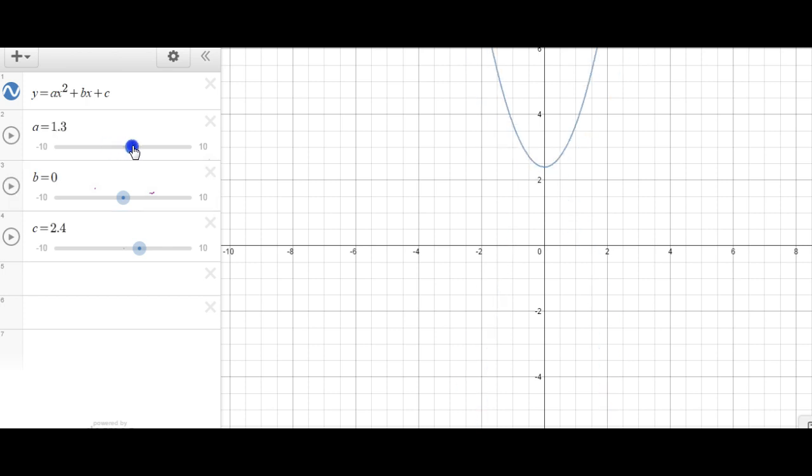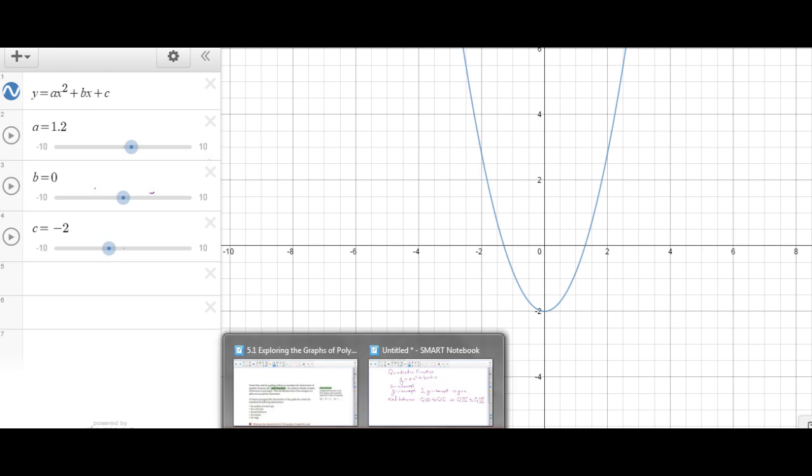And if we flip it, so if it opens up, what does C have to be in order to have no x-intercepts? So it opens up, I want no x-intercepts, C must be greater than 0. If C is equal to 0, we're going to have what? 1 x-intercept. Let's try that out. 0. Okay, 1 x-intercept. And if C is negative, then we have 2 x-intercepts.